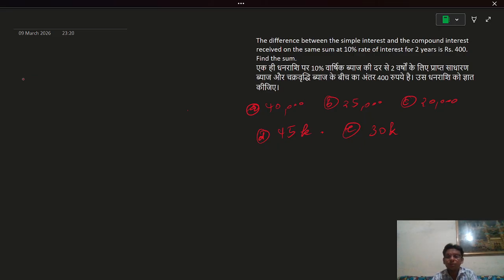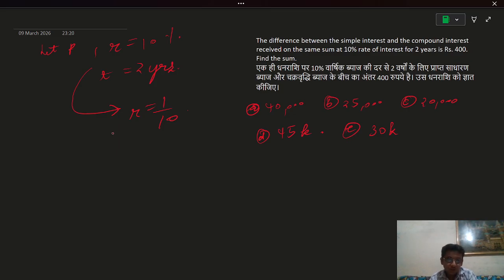The difference between the simple interest and compound interest received on the same sum at 10% interest for 2 years is rupees 400. Find the sum. Okay. Since we don't have the principal, the rate is given as 10% and the time is 2 years. Now in these questions, the rate percent in fraction form will be 1 by 10, and time will be 2 years.